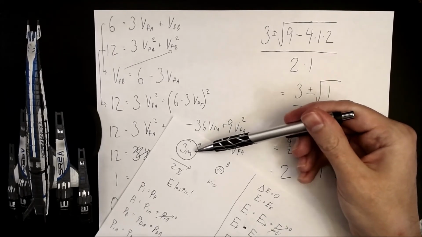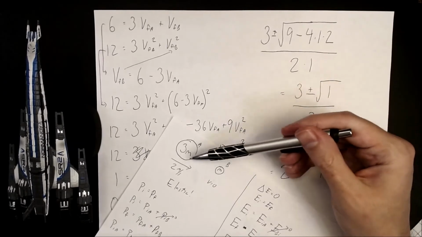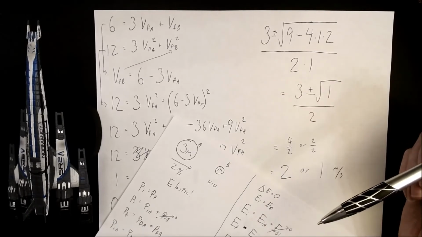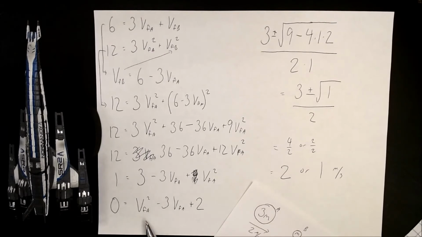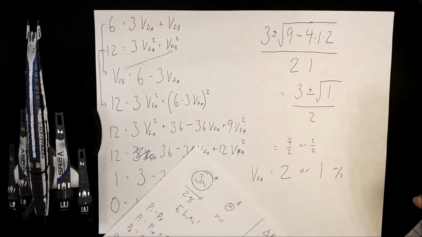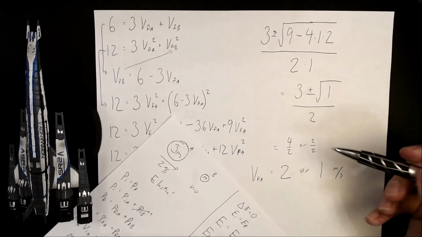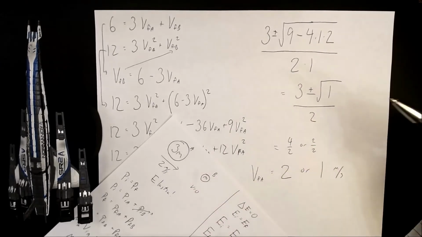A 3M ball hits an M ball. The 3M is going at 2 meters per second, and it hits something going at 0 meters per second. And we were solving for, what were we solving for? We were solving for V final A. These are all steps you can do in your head when you are solving this kind of problem. We want to know what the final velocity of A is.